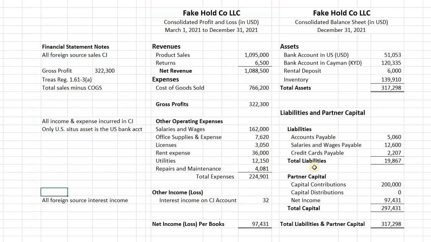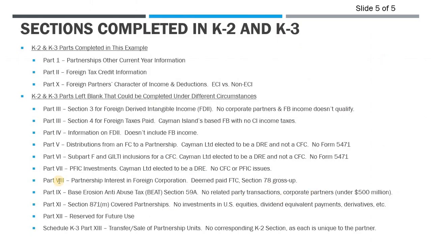So if we briefly look at the financial statements here, and of course I'll go into these in more detail, if we look at the equity section for the company, we've contributed capital to the company, but there have been no dividend distributions. So no distributions from the Cayman Islands entity up to the LLC, nor from the LLC to the partners. And so that's why none of that information is being reported.